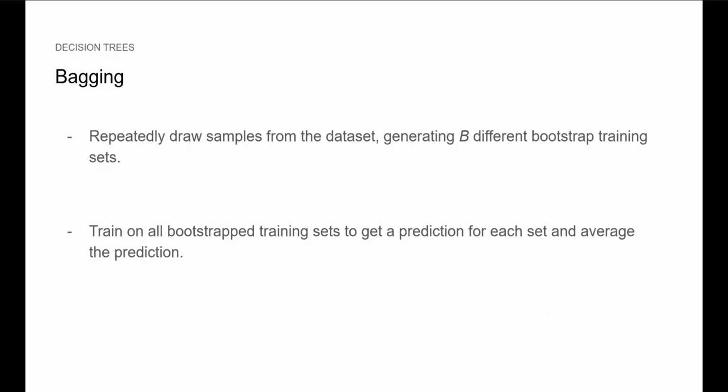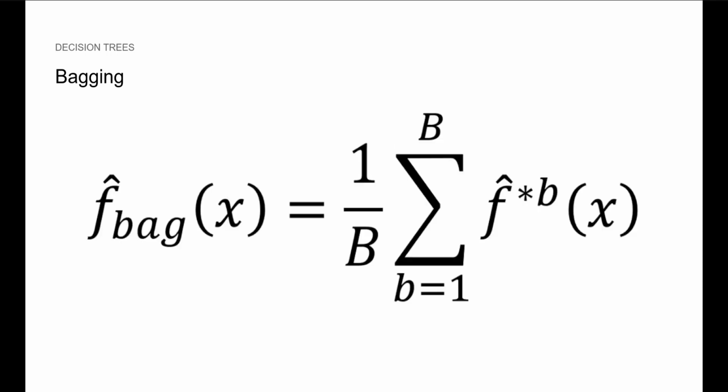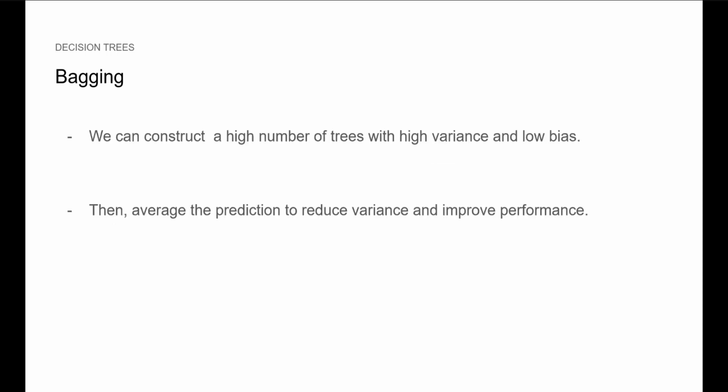Bagging involves repeatedly drawing samples from the dataset, generating B different bootstrap training sets. Once all sets are trained, we get a prediction for each set, and we average those predictions to get a final prediction. Mathematically, we express the final prediction like this, and you recognize that this is simply the mean of all B predictions. This means that we can construct a high number of trees that overfit, but by averaging their predictions, we can effectively reduce the variance and improve the performance.